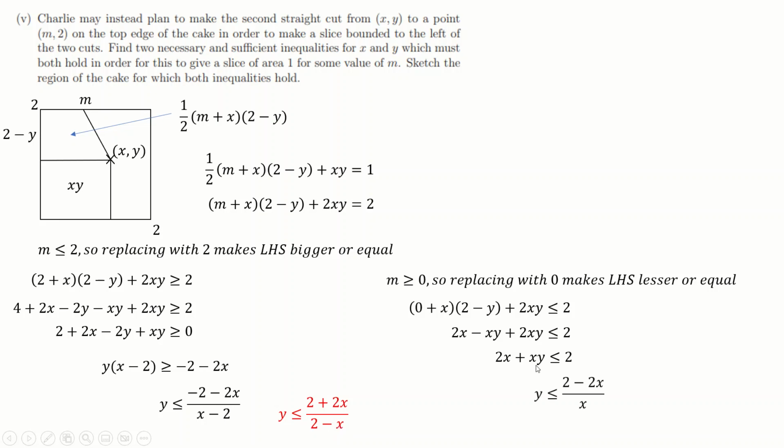Here's a bit more straightforward. You just factorize out an x, divide it. No, you don't. You take away 2x, then you divide by x, and you get this. Okay, and that's all fine. Okay, now let's sketch it.